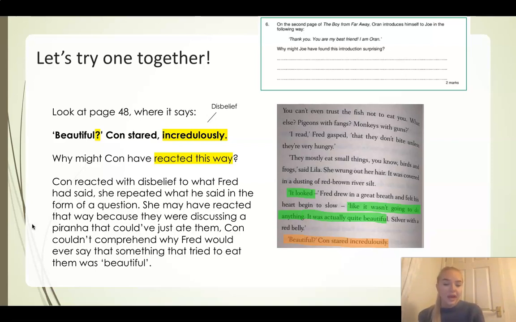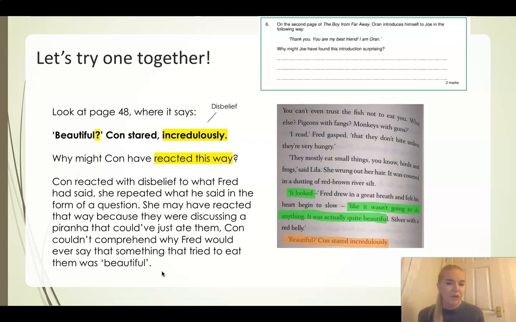beautiful. So then I've got my own interpretation of this. Some of you might think, well, Con maybe was talking about something else, but you need to read the text. You need to read the words around the text to give you that clue. So I've just inferred here that because Fred has called the piranha beautiful, I've inferred that Con has questioned this because she couldn't understand. She was in disbelief at why Fred would ever say that something so dangerous was beautiful.